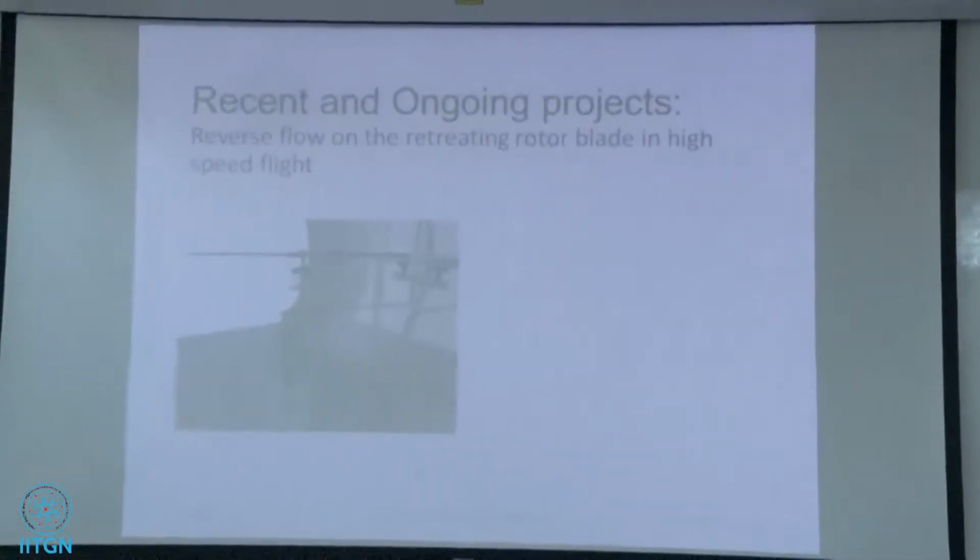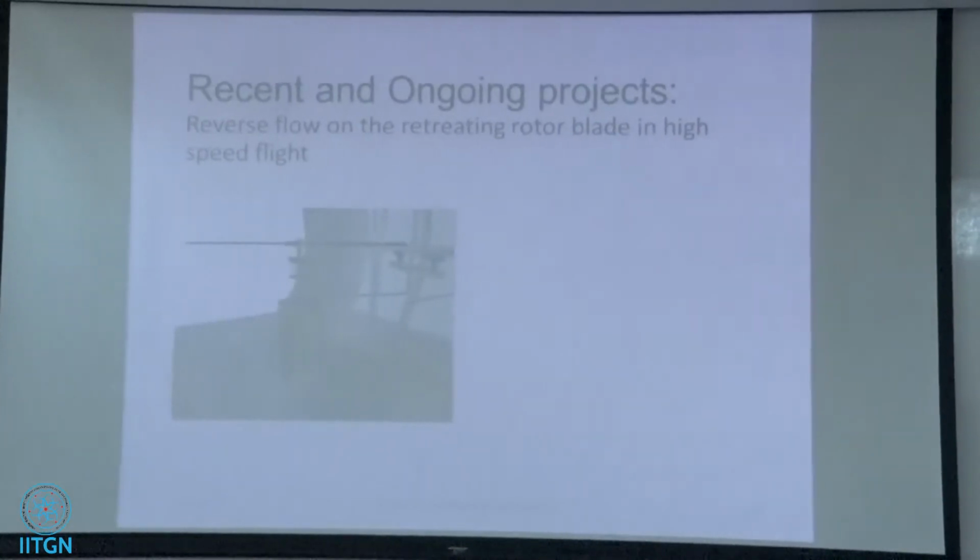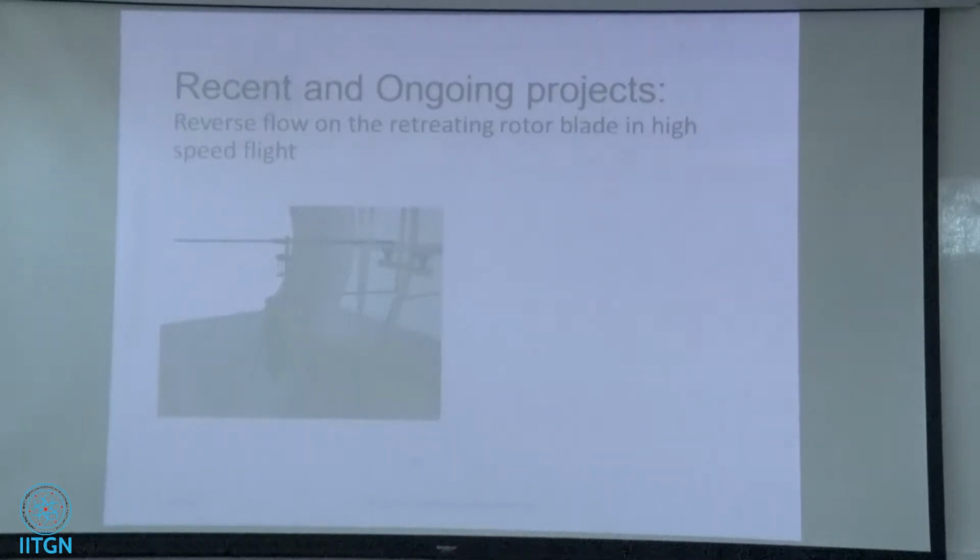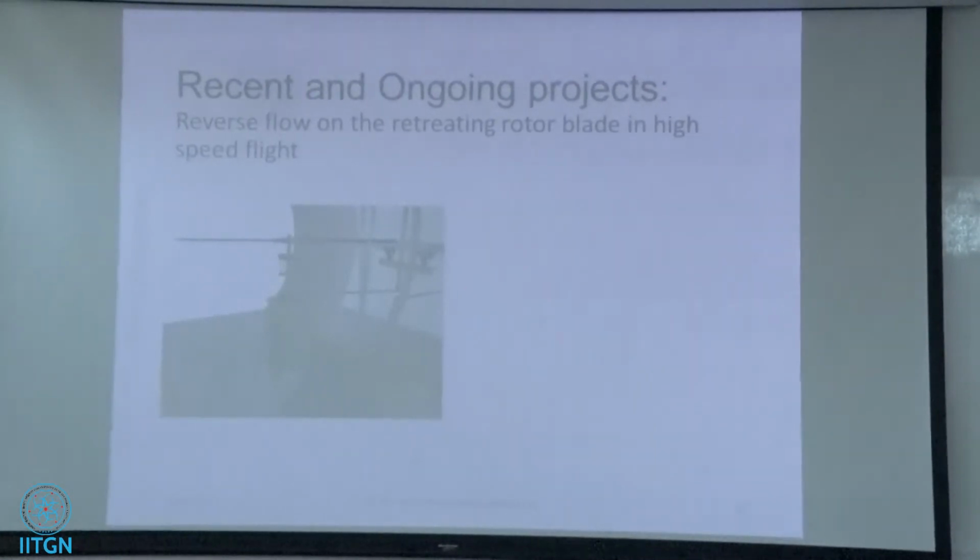So I'm just showing you two projects which took a lot of time of my graduate work, though it's not the topic I'm talking about. So this is reverse flow. You can make it a single rotor, and if it is flying at significant speed, the rotor blade is rotating in one direction. When it is heading this way, the retreating blade coming back will have some portion of its blade near the root where the local air velocity would be in the reverse direction. So the flow goes from the sharp edge of the airfoil to the blunt edge of the airfoil. Can you imagine that?